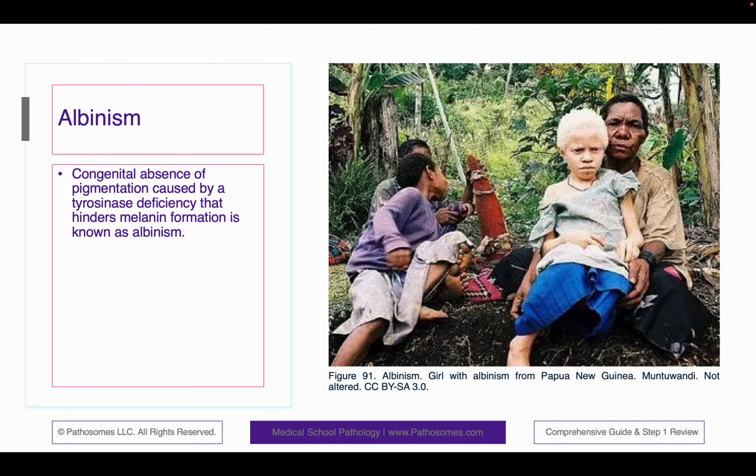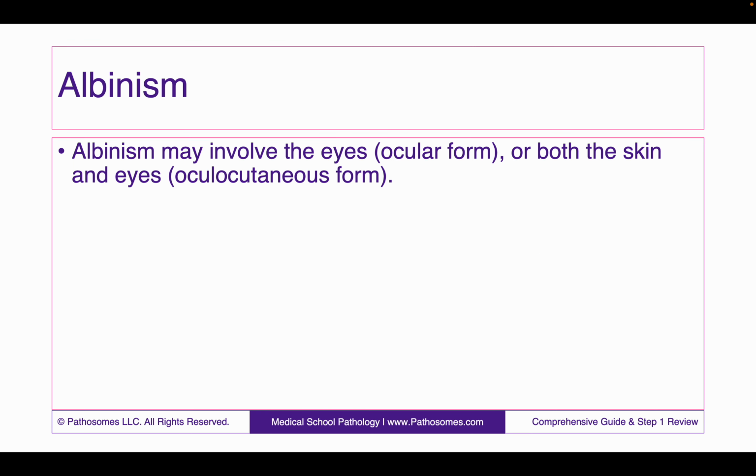Now, albinism, right? Albinism. Congenital absence of pigmentation caused by a tyrosinase deficiency that hinders melanin formation is known as albinism. Like in this picture, this young girl with albinism who's just hanging out in Papua New Guinea. Albinism may involve the eyes, that's the ocular form, or both the skin and the eyes, which is the oculocutaneous form.